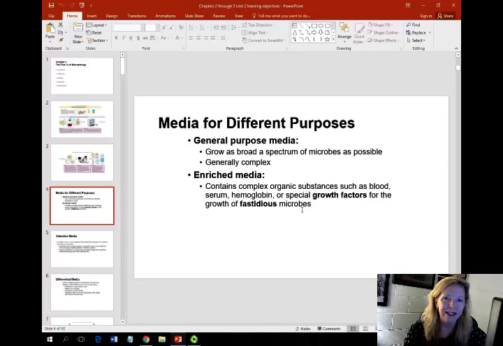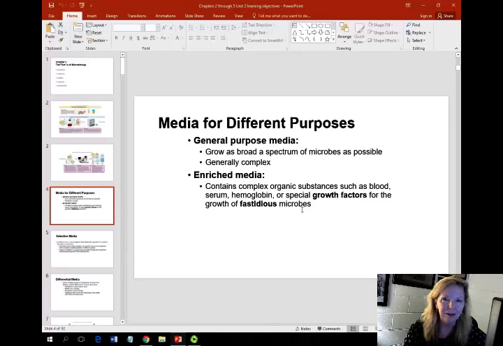But if we get a specimen that could possibly contain Haemophilus influenzae, then we're going to have to give it the special enriched media, the media that we know is for those picky organisms. Another microbe that we know is like that is Neisseria gonorrhoeae. Neisseria gonorrhoeae is a bacteria that, as you may suspect, causes gonorrhea.